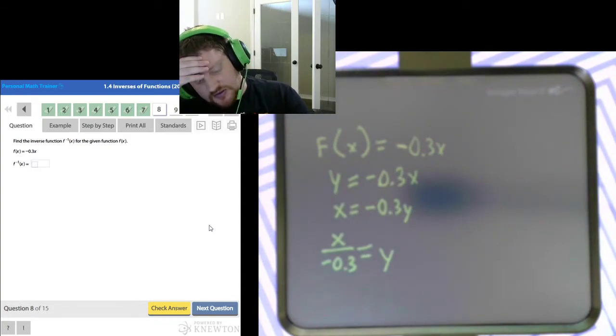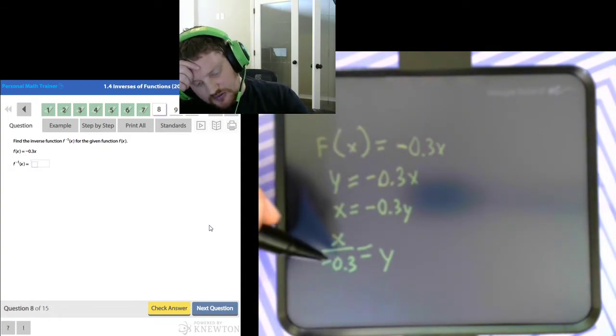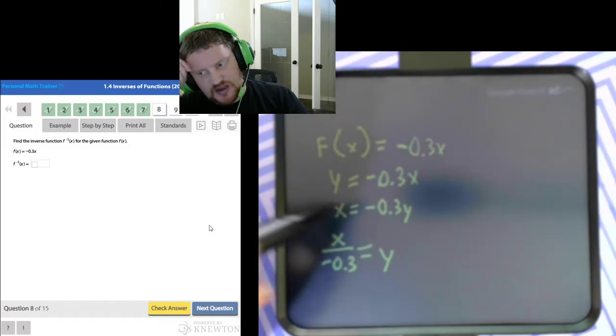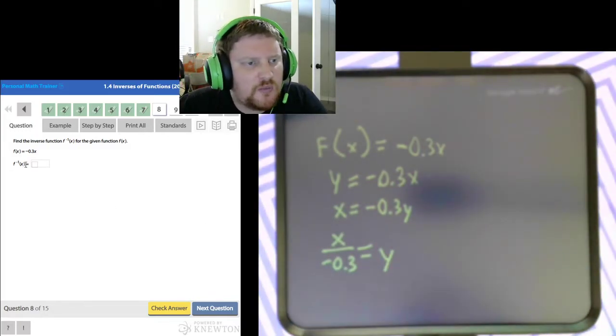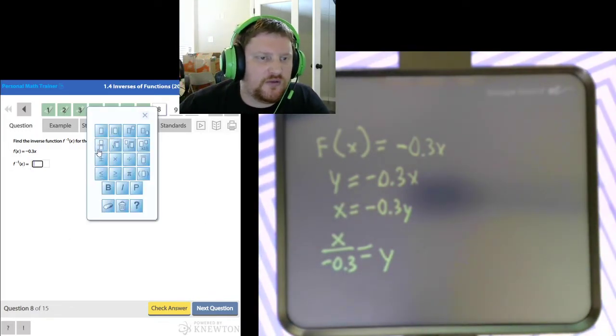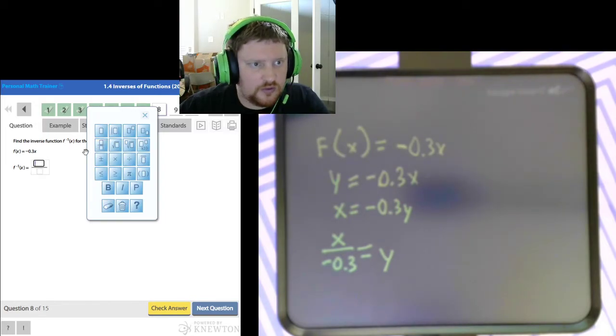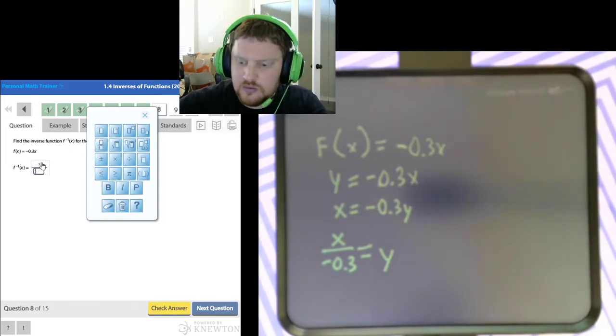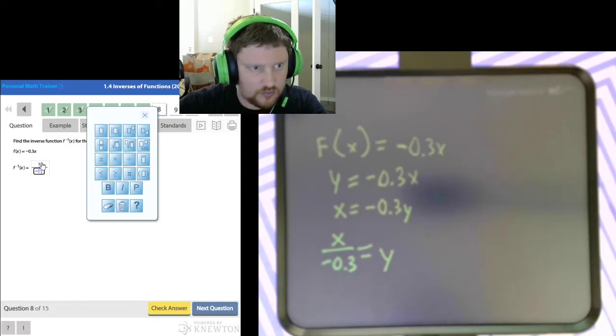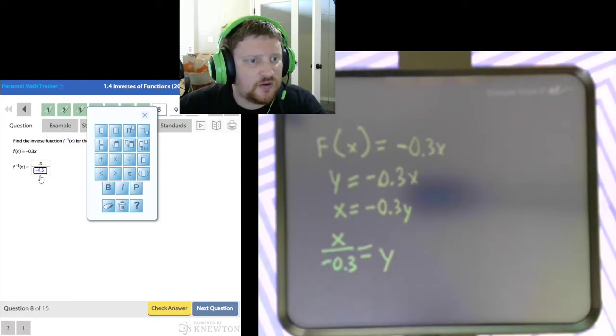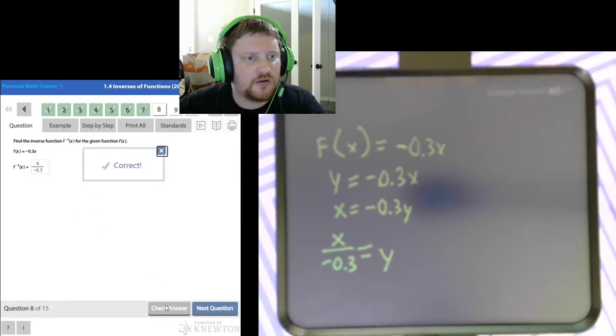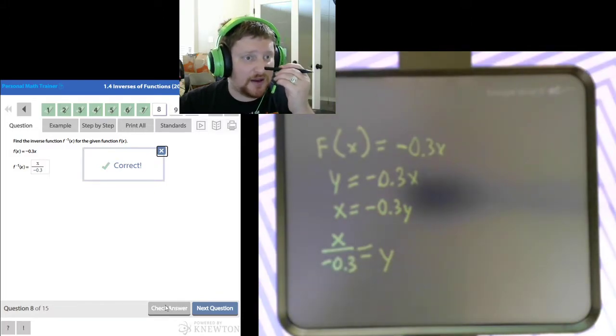Now I'm kind of curious as to if they'll accept this as the answer, because then we would just change y to f inverse. But I don't think they will, and I'll show you why if they don't. So x over negative 0.3. They actually did accept that answer.